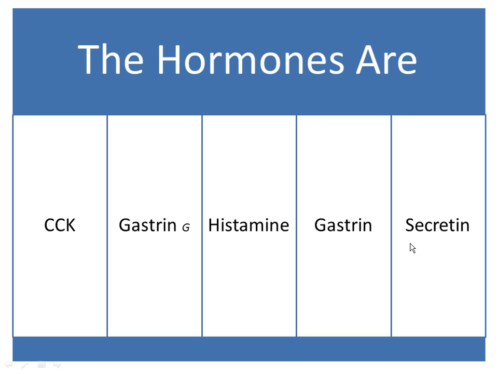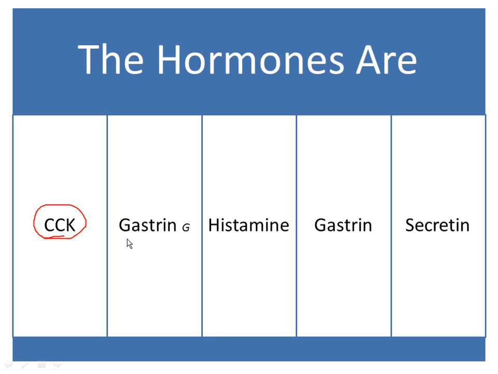In lecture, I mentioned all these hormones, but I didn't get to spend much time on them. So this is my opportunity to do that. So the hormones are, in no particular order, cholecystokinin. We're going to refer to it as CCK. This is the one that's mostly associated with fats. So if you eat fat, you're going to have CCK release.